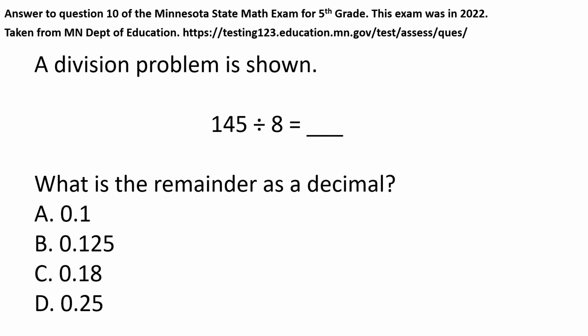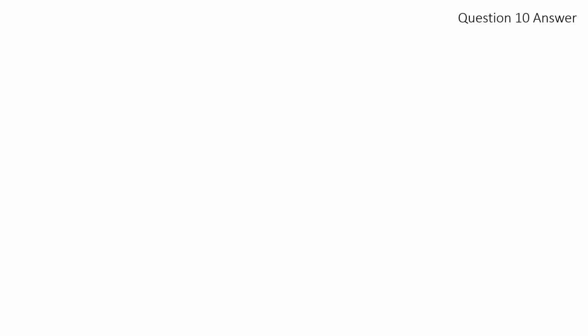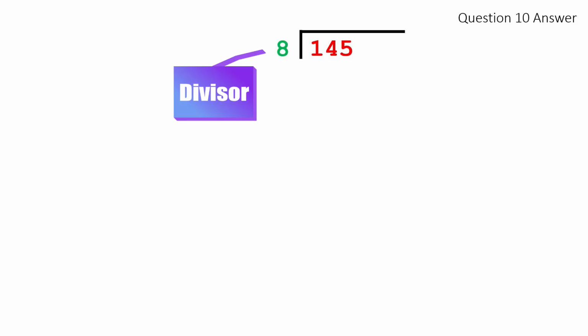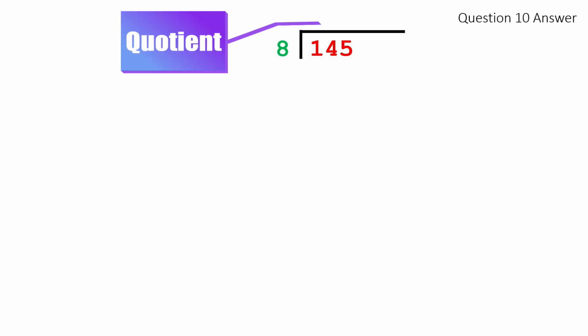We're asked to divide 145 by 8 and express the remainder as a decimal. We'll start by writing the long division symbol. The number being divided goes inside the symbol and is called the dividend. The number that does the dividing goes outside the symbol and is called the divisor. The answer is called the quotient and will go above the division symbol.